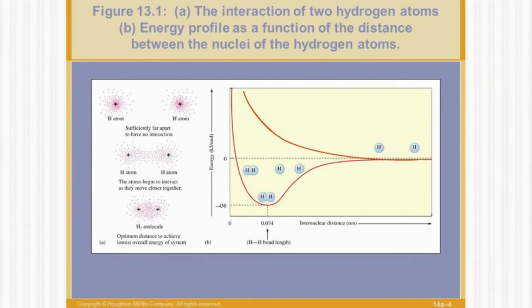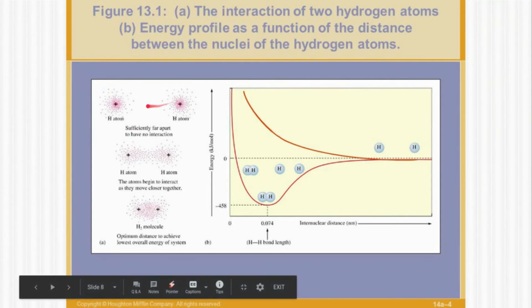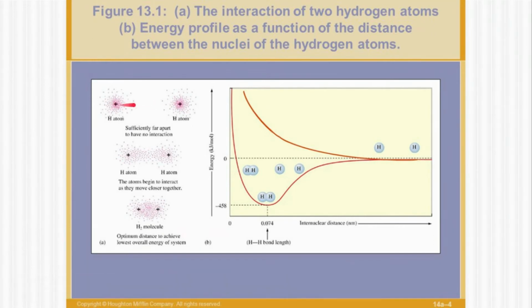So here's a chart. This is also in your book. But we have two hydrogen atoms, two identical atoms. So if they're far enough apart, they're not going to have any interaction at all. No attraction, no repulsion. So on this graph, that's like way up here. As they move closer together, they're going to start to interact more. So the closer they get, the more interactions they have, and that energy is going to decrease because now we're having those repulsive interactions, but we're also having those attractive interactions.